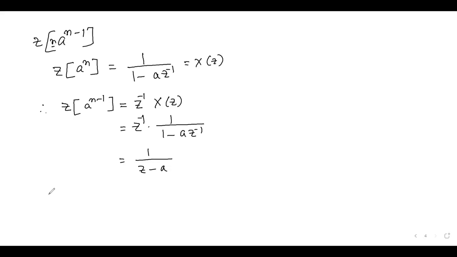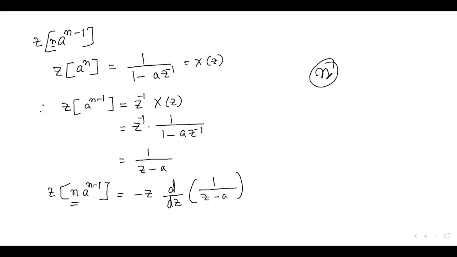Now find the Z transform of n a to the power n minus 1. By definition, it is multiplied by n, so you use the derivative formula. This will be 1 by z minus a. If we have a multiplication by n, we have to find the derivative. So that will be minus (z minus a) whole square, z minus a into 1.